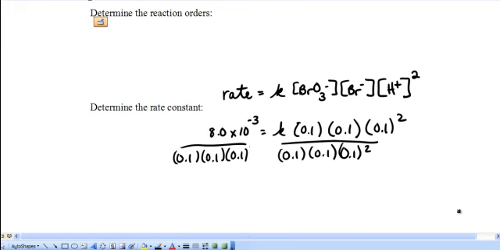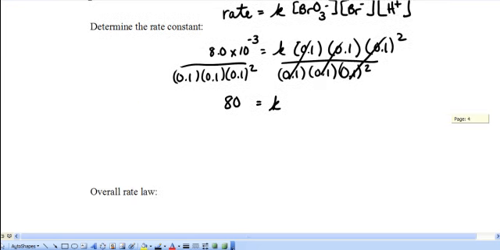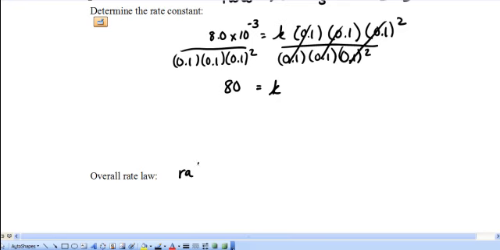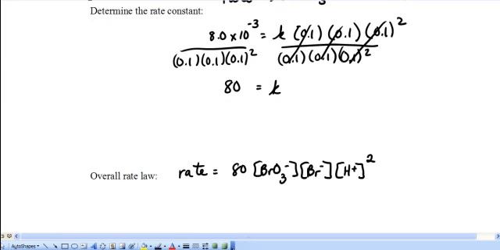We'll do the same thing to the other side. Of course, all of these 0.1s are going to divide out, including the 0.1 squared. And so now K will equal the 8.0 times 10 to the negative third divided by all of these 0.1s, including the squared. And that actually is going to turn out to be 80. So therefore, if you were to write this rate law, you would say that the rate is going to equal 80 times the bromate times the bromide times the hydrogen squared. And there you go. Now if you want to pause this podcast and work through reaction number 4, go ahead. Otherwise we're going to keep on moving.